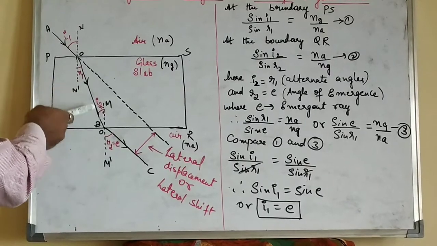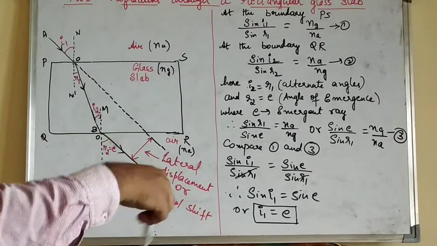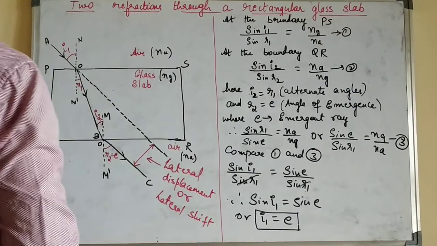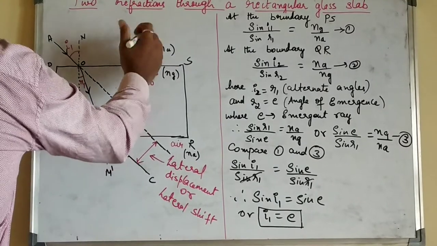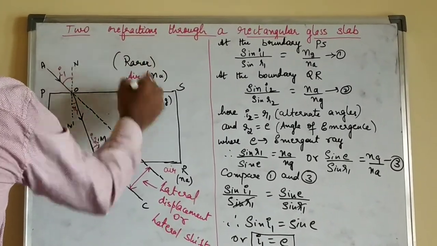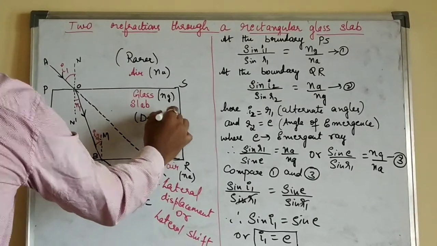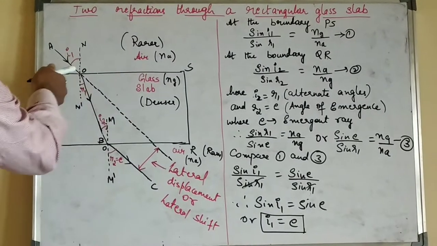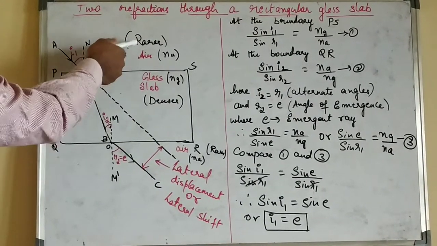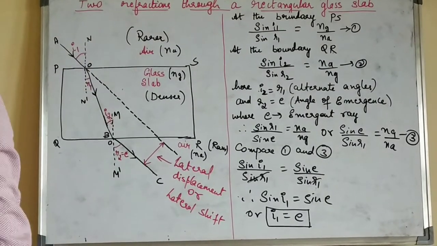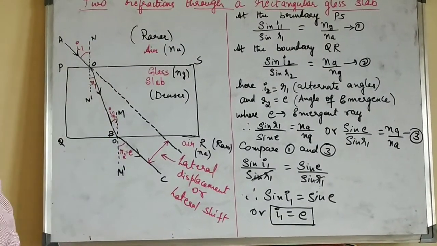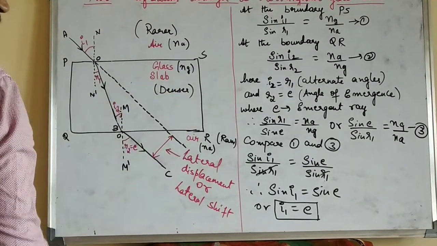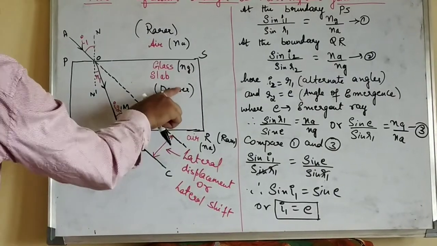Okay, now when this OB, the refracted ray, itself is the incident ray at the boundary QR, see here, which is the denser medium and which is the rarer medium? This is the denser medium, and the air is the rarer medium. When an incident ray coming from the rarer medium enters the denser medium, the refracted ray bends towards the normal. Now the incident ray OB is in the denser medium, and it should come out of this denser medium, which means it goes from denser to rarer.